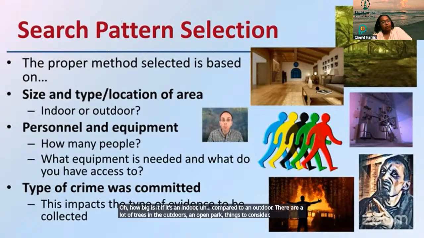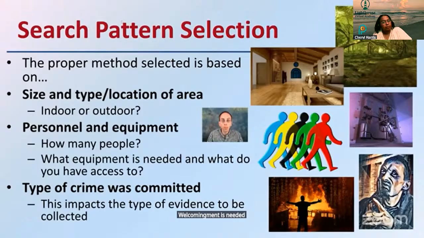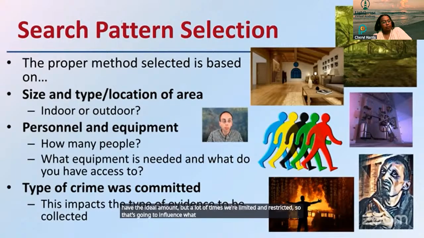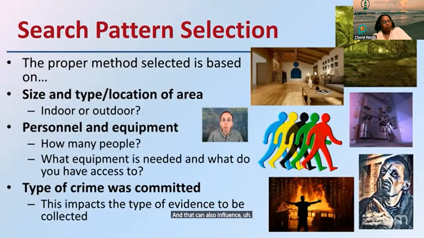Also the personnel and the equipment. How many people do you have? What equipment is needed and what do you have access to? We all like to have the ideal amount, but a lot of times we're limited and restricted, so that's going to influence what search we may select. The type of crime that was committed, if we can establish that or have an idea of that early on, can impact the type of evidence that's going to be collected, and that can also influence what pattern you choose so you can be most effective.